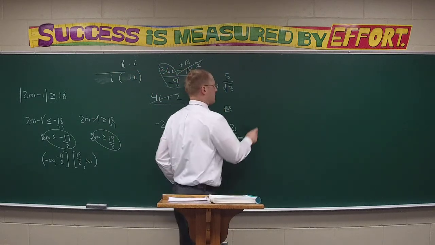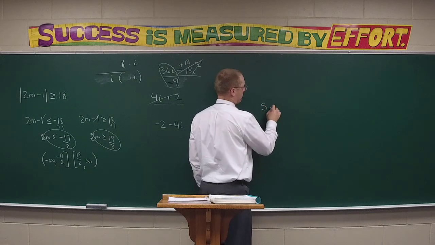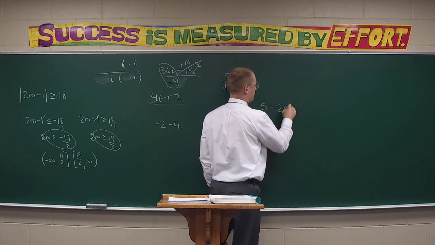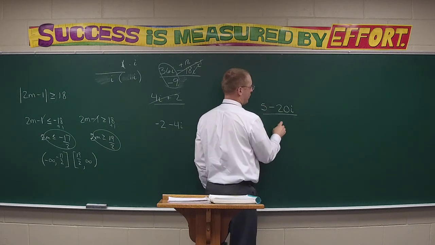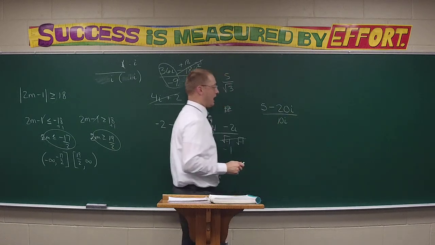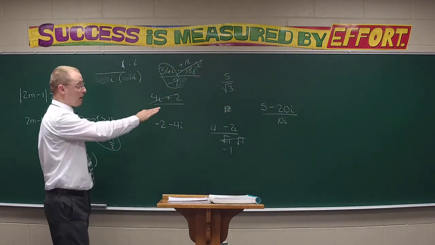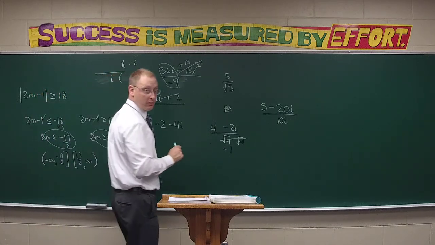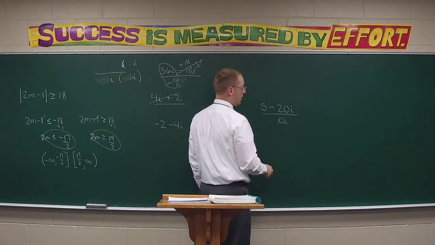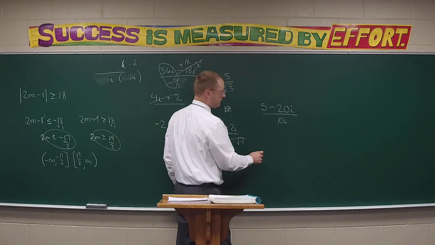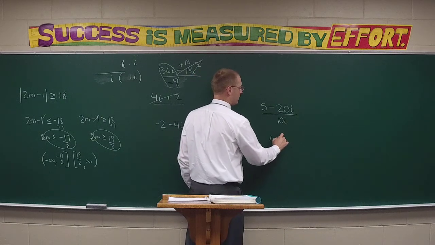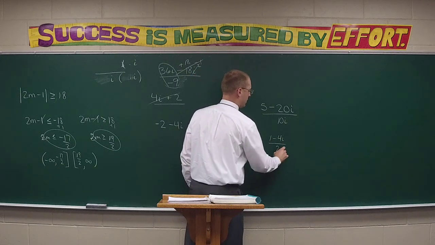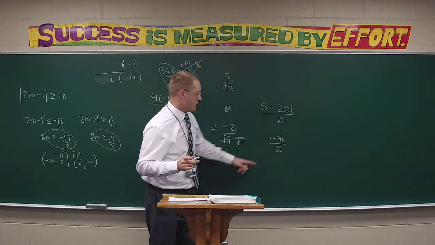Give me another one real quick. Let's suppose we had a 5 negative 20i all over 10i. Again, it's not complex technically in the denominator. It's just imaginary. What do we got to do? Divide by 5, to get what? 1 minus 4i all over 2i. But we still have the issue of the i in the bottom.